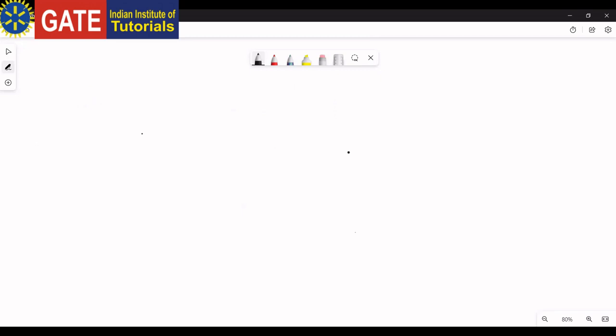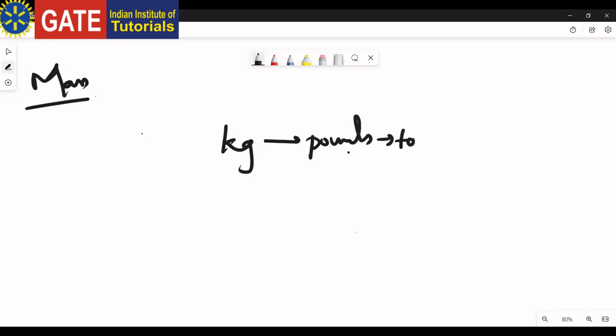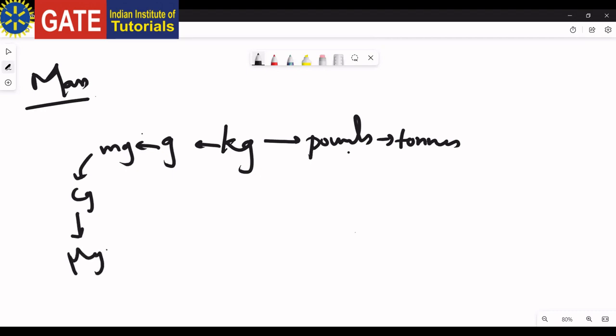Now tell me about mass. What are the units we use for measurements of mass? Kilogram is the SI unit, right? Then we have higher units like the decagram. Pounds can be said, tons can be said. Pounds will be there, tons will be there, like that it will be going. Coming to lower units, there will be gram, milligram, centigram, microgram. So that is the measurement for mass.